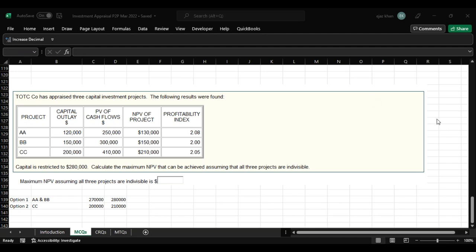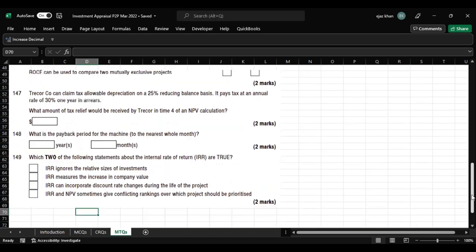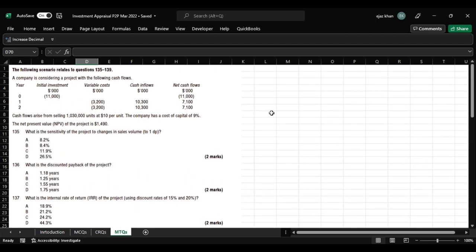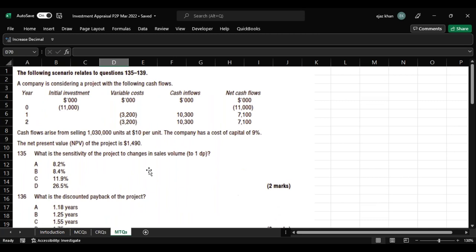Okay, welcome back. And let's start discussing the multiple choice question section. That's the first scenario where we have to calculate sensitivity, and the sensitivity with regards to change in sales volume. So we have to basically calculate the percentage of change in the sales volume before the NPV gets negative. It will be done in the same way as we just did a while ago.